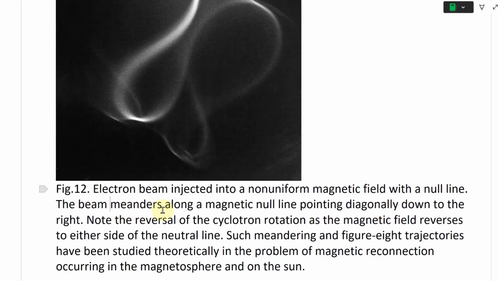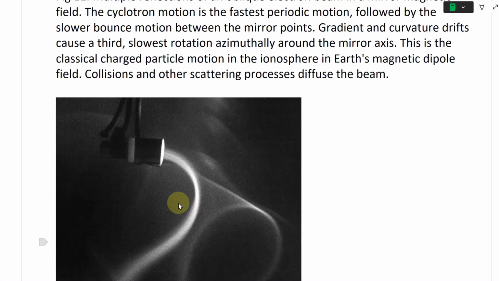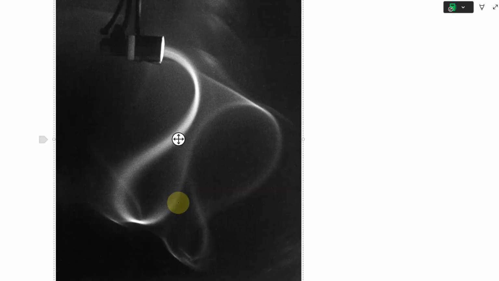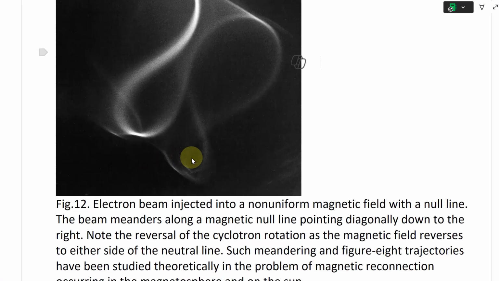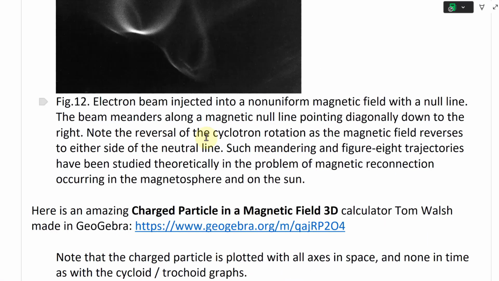Along the null line, the beam meanders, pointing diagonally down to the right. So you have a line like this, is this what it means? I think it means it's going like this. Again, if they drew some lines that indicate where in the world this null line is. Diagonally down to the right, note the reversal of the cyclotron rotation as the magnetic field reverses to either side of the neutral line. Such meandering and figure 8 configurations have been studied theoretically in the problem of magnetic reconnection occurring in the magnetosphere and on the sun.